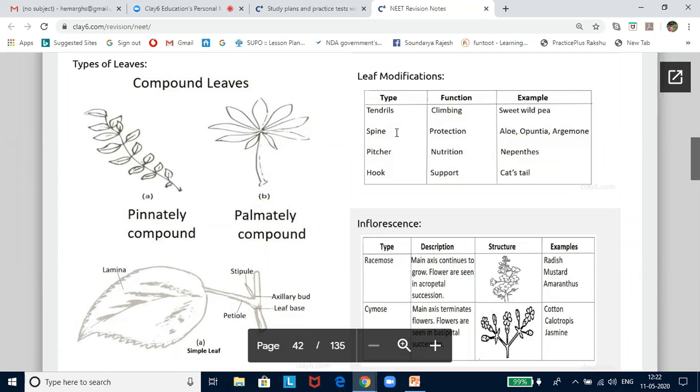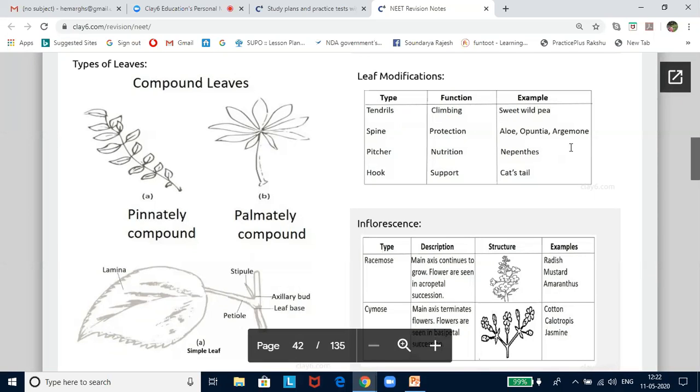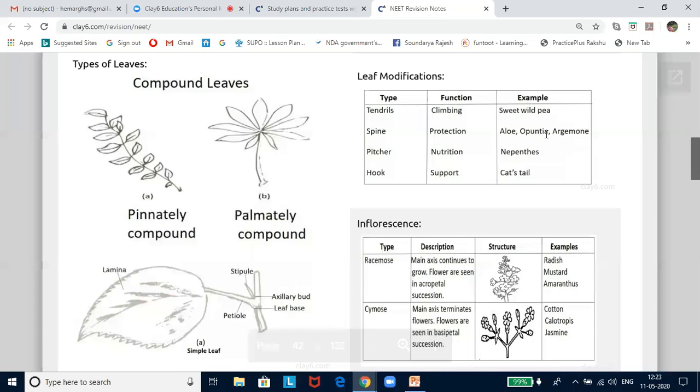Now, the spine. Leaves get modified into spines for the purpose of protection. You find that in Opuntia and Argemone. If you look at Argemone, you will find the spines coming out all over the leaf, from the center of the leaves. It will be very difficult for predators, and this is one of the adaptations for the plant to keep away from the predators.